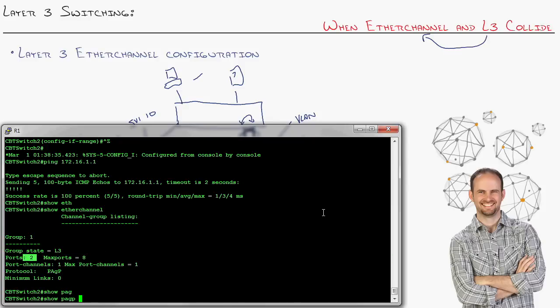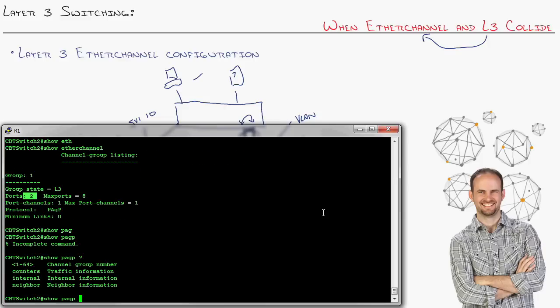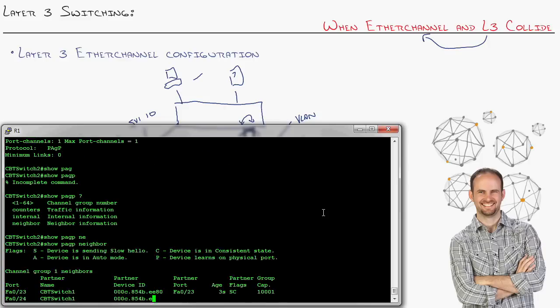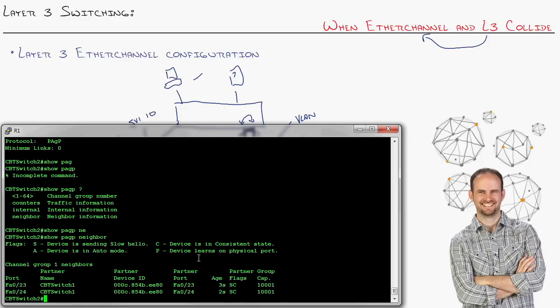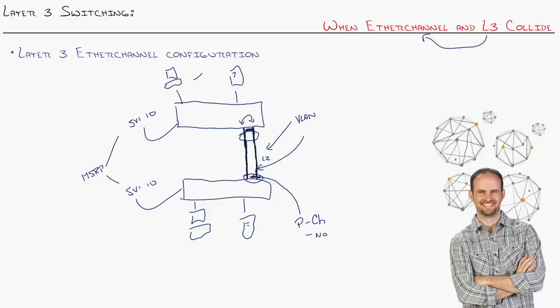I can do a show pagp. Let's just do neighbor. I can see CBT switch 1. We've negotiated on these two interfaces, FastEthernet 0/23 and 24. We are looking good. You now know how to configure a Layer 3 Etherchannel interface. I hope this has been informative for you, and I'd like to thank you for viewing.